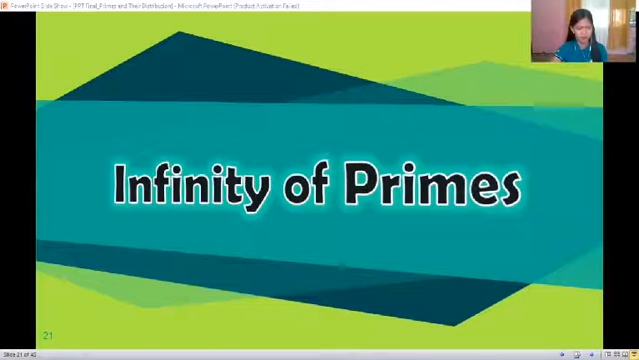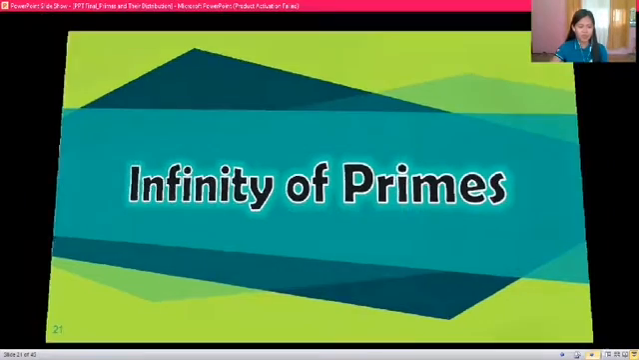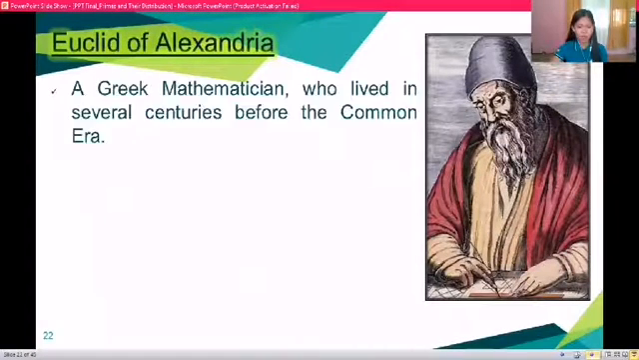At this moment, we are going to discuss the infinity of primes by Euclid of Alexandria. Okay, let's start. It is difficult to determine directly from the definition whether there are many primes, indeed, whether there are infinitely many. To understand fully the infinity of primes, let me introduce to you the person behind its proponent. Euclid of Alexandria, a Greek mathematician who lived several centuries before the Common Era.